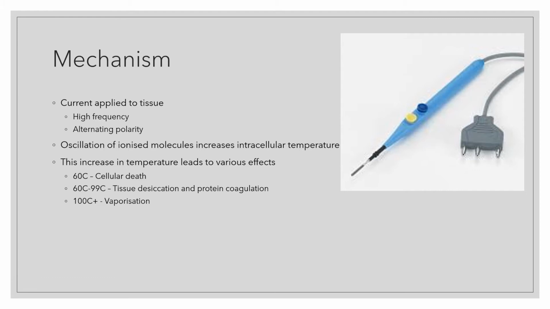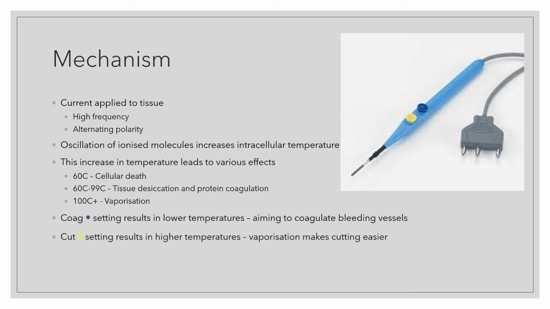And finally, at above 100 degrees C, the cells experience rapid vaporization, and it's this kind of region that your cut setting operates in. So coag setting, so the blue button you can see on the finger switch, results in lower temperatures, and that's aiming to coagulate bleeding vessels without absolutely destroying the tissue around them. And cut setting, so the yellow button on your finger switch there, results in higher temperatures, vaporizing tissues and making cutting much more efficient and straightforward, but with more tissue destruction as a result. And there is some overlap between the two settings in terms of temperature brackets.